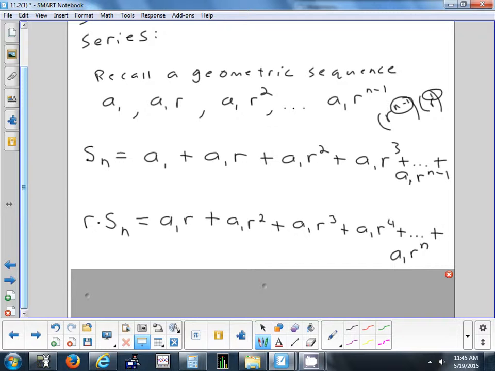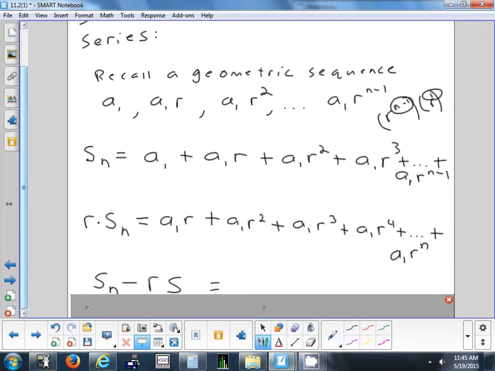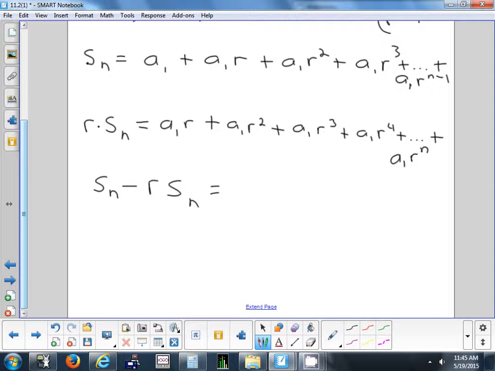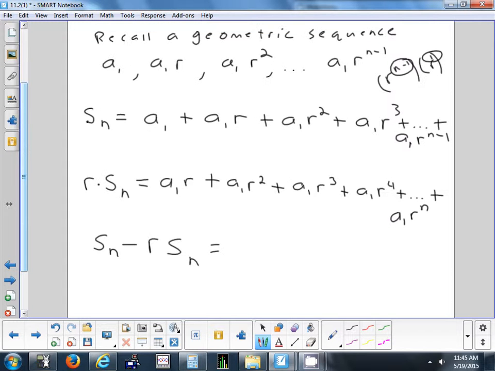Okay, so that's what you get when you take your nth partial sum and multiply it by r. Okay, now, the part that gets a little interesting. I want to subtract these two partial sums. I want to take every term in the top, and I want to subtract what's in the bottom. What's going to happen when I do that? You take every term in the top, and you're going to subtract every term that's in the bottom.